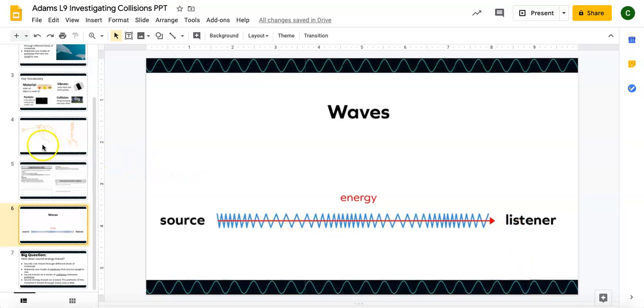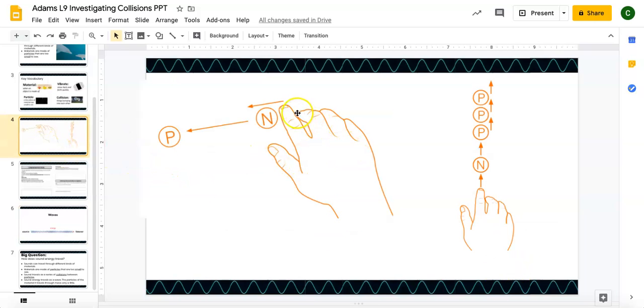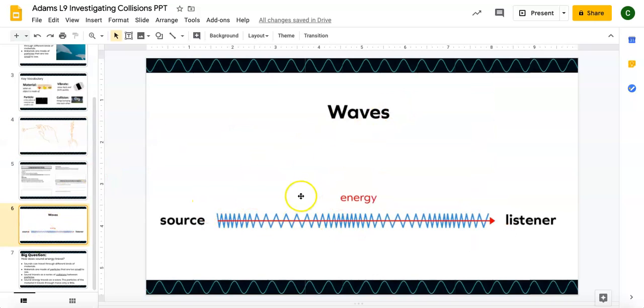So if we go back to this diagram, we have energy that is moving away from the source, which is the finger. It is moving away from the source every time we did an investigation. So that translates right here back into waves. How does that work in waves? The energy is being sent through the water towards the listener, away from the source, which would then be the mother dolphin.